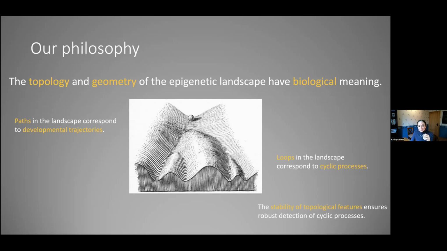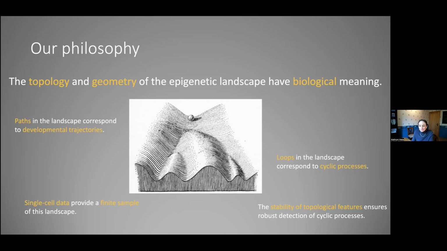And the nice thing about using topology is that topology is more robust. It's less sensitive to scale, to exact placement, to translation, and so on. And the stability that comes from using topological features of the data enables us to ensure that we have detected robustly various cyclic processes. And when we think about single cell data, I think a good way to think about it in this context is as taking a finite sample of this epigenetic landscape. And so that's the underlying philosophy of what I'm going to be discussing.